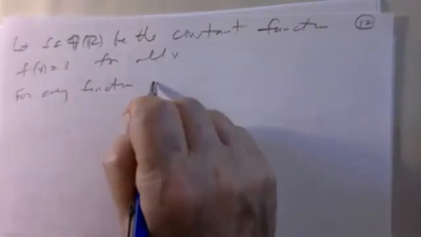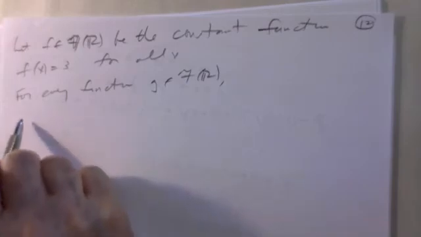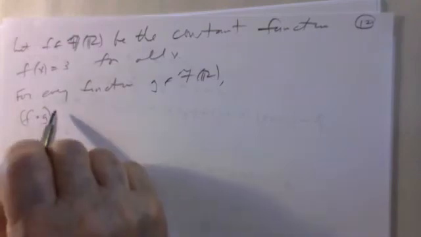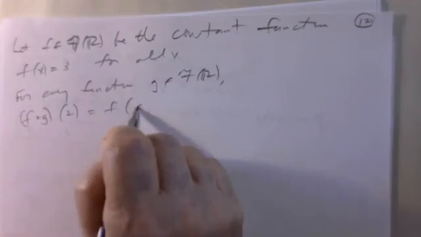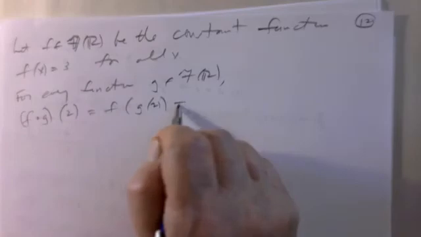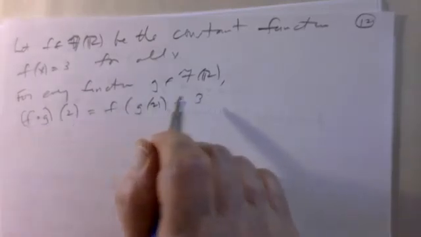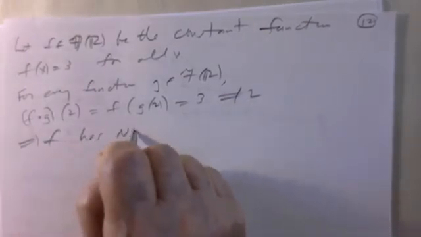For every function g on the reals, if I take f composed with g of any number, I'll pick 2, this is f of g of 2. It doesn't matter what g of 2 is. f sends everything to 3. So f composed with g of 2 is equal to 3. It's not equal to 2. So f has no inverse.